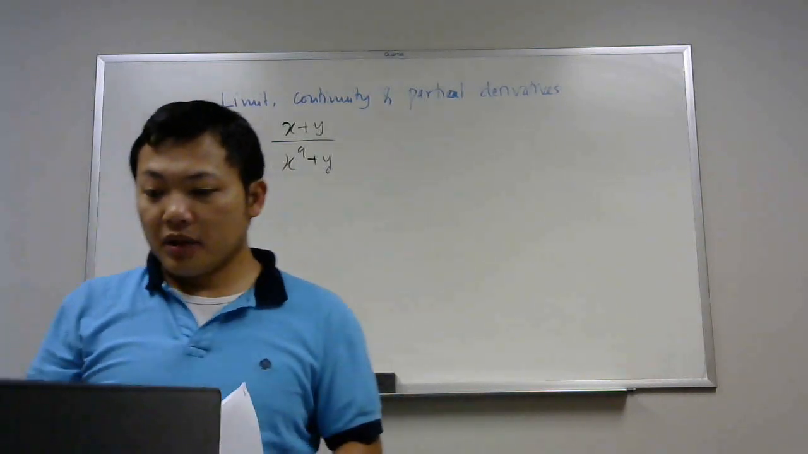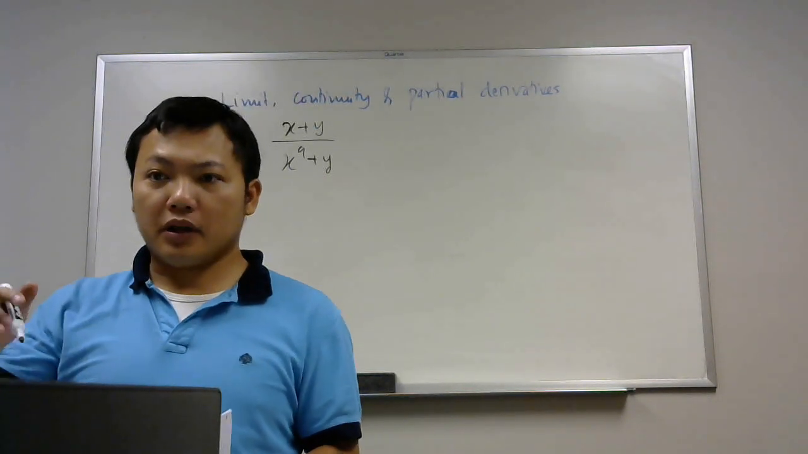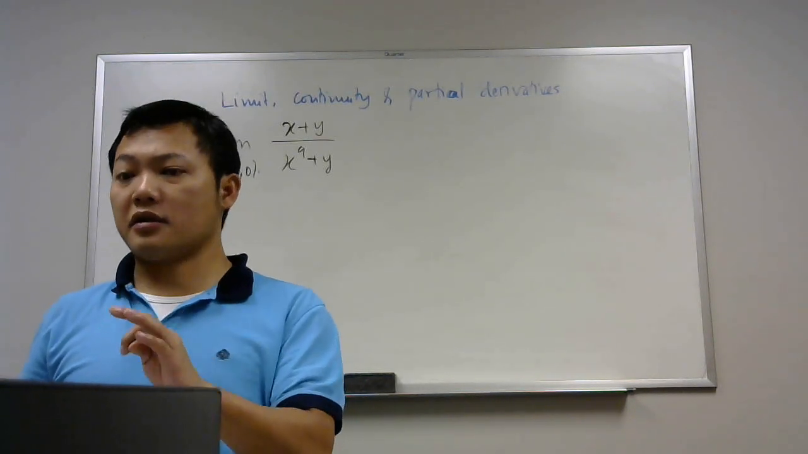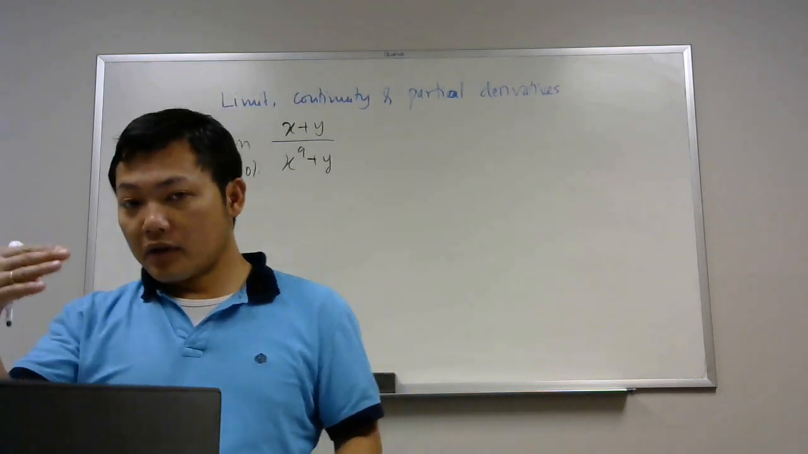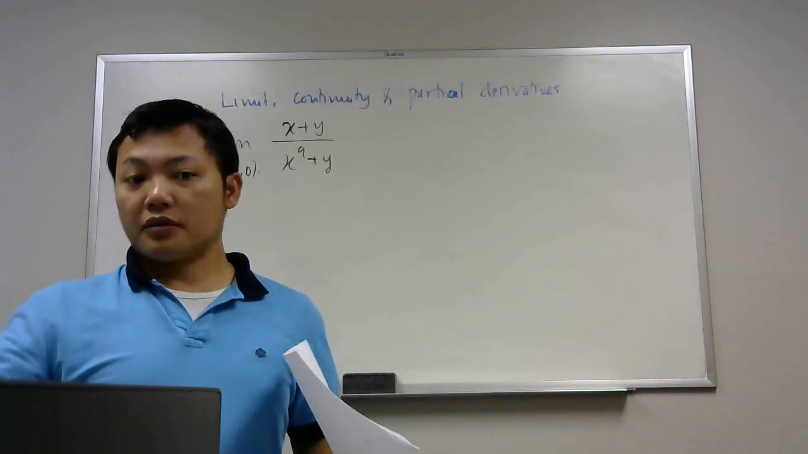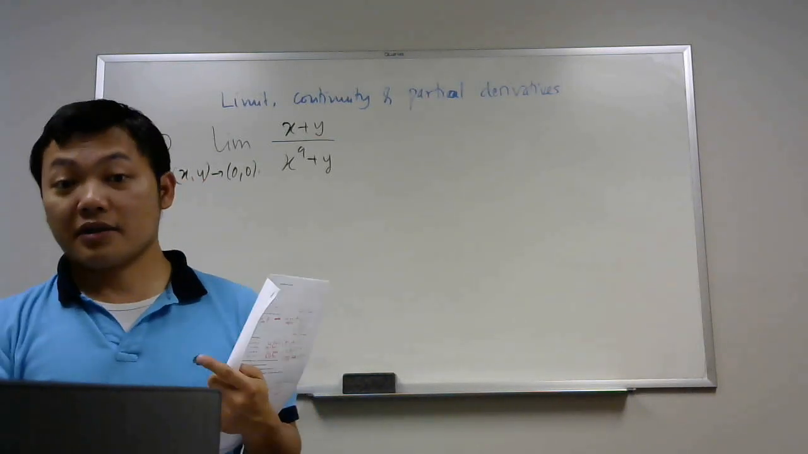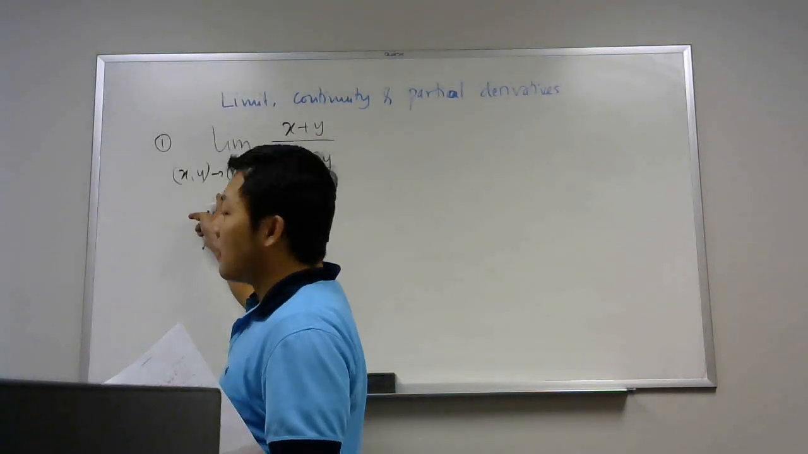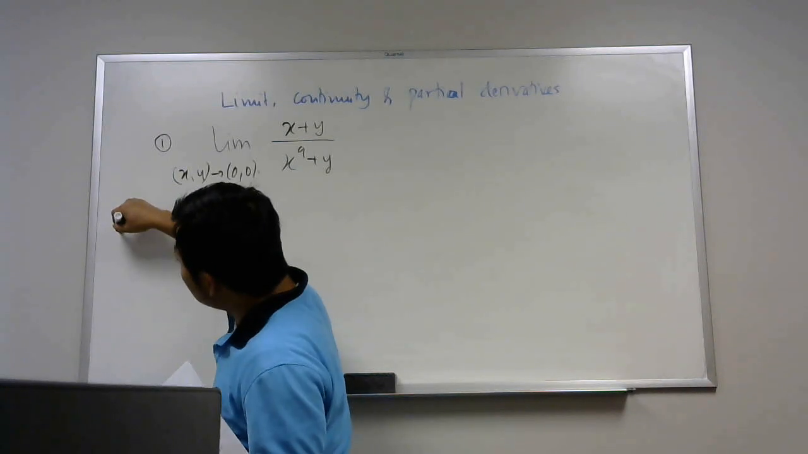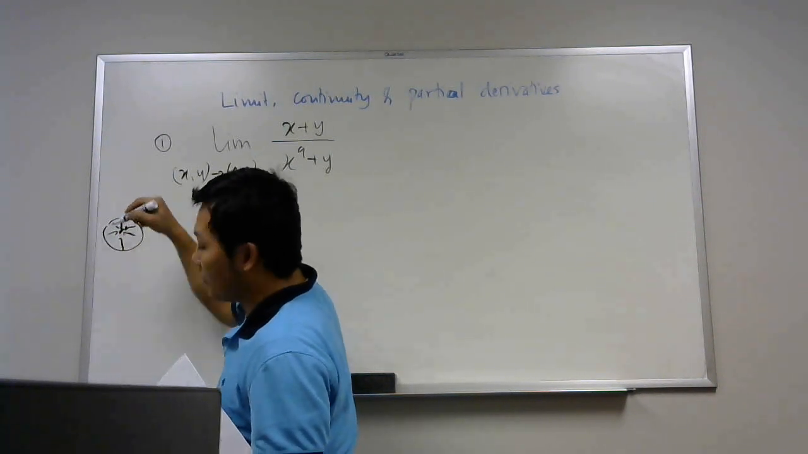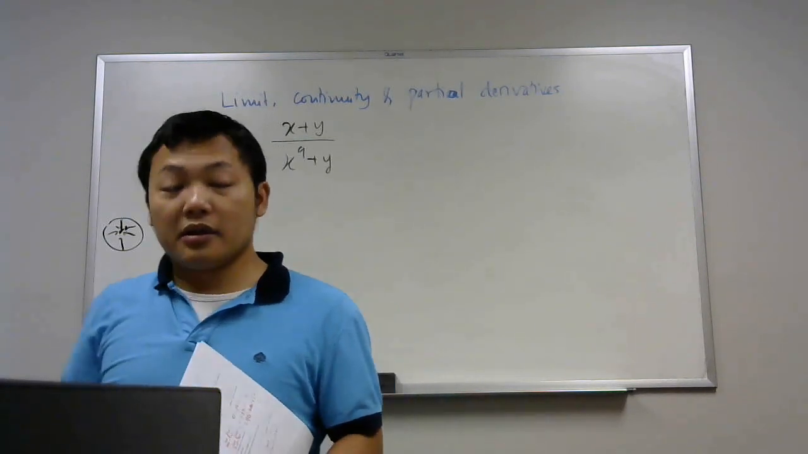So we know the limit of a function of two or more variables is very different from functions of one variable. For a function of one variable, you can approach a point from both sides, right? So you have only two directions. But for a function of two or more variables, you can approach the point from different directions. So that's why it's a little bit different.